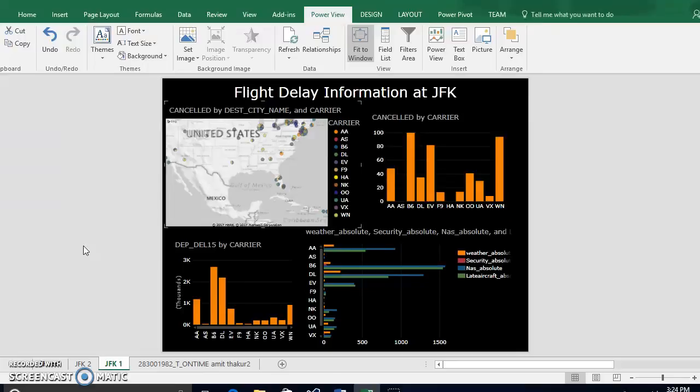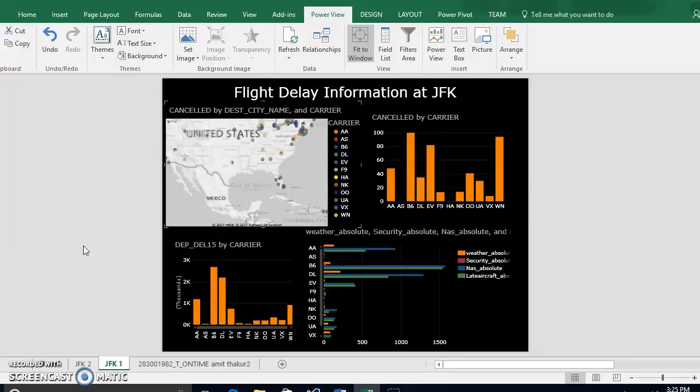For my project, I decided to look at the airline traffic coming into and out of JFK Airport. I wanted to find out how many airlines were actually on time, how many airlines were delayed, and how many flights were cancelled, and the reasons for the delays and cancellations.